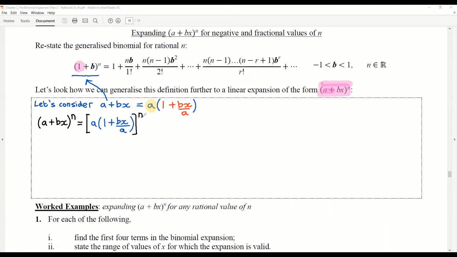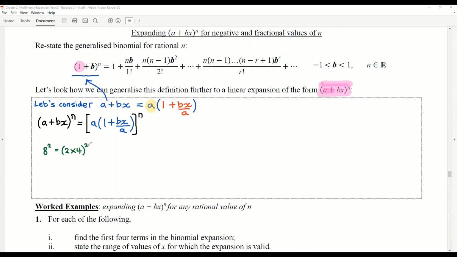So what does this do? Well, if we know about the laws of indices, and I'll just do a little aside over here, just to confirm, if I want to raise something such as 8 to the power 2, I could quite simply write this as 2 multiplied by 4 to the power 2. That's the same definition, okay?